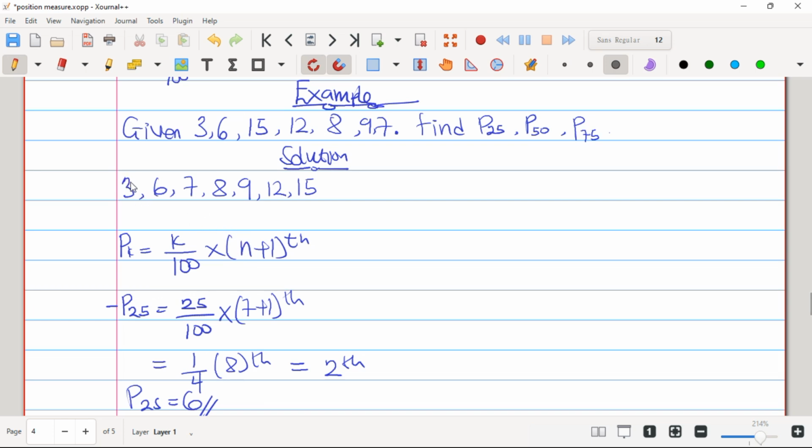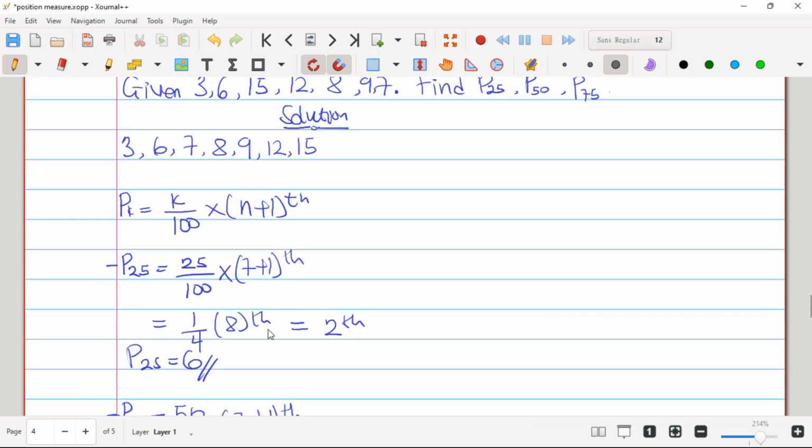So here we are going to have 1, 2, 3, 4, 5, 6, 7. So our n here is what? 7, right? So it will be 25 divided by 100 times 7 plus 1 position, right? So here will give us 1 over 4 times what? 8. Because 7 plus 1 is what? 8 position, right? So this one will go here how many times? 2. We are going to have second position.